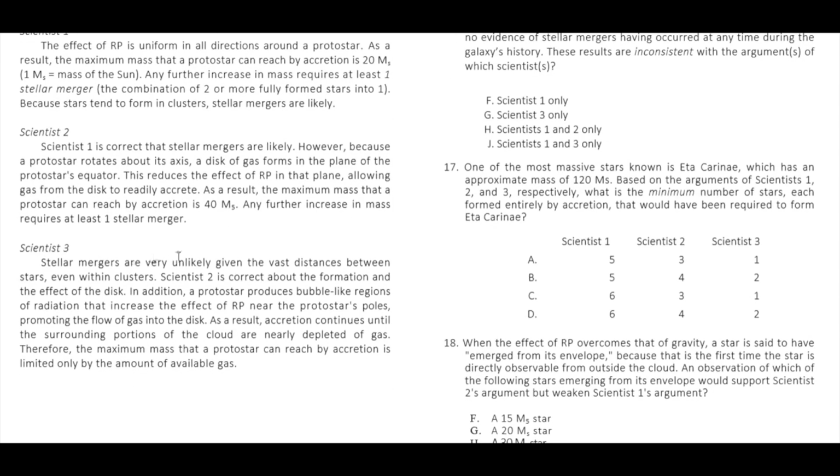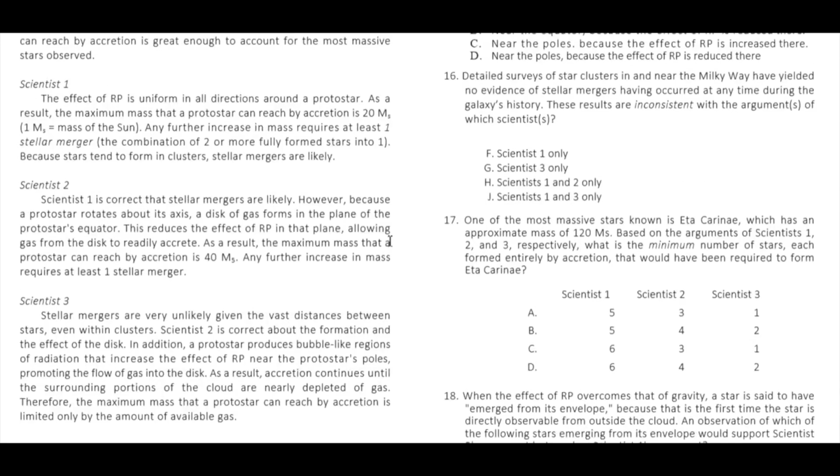Going on to 3, the first sentence says stellar mergers are very unlikely. Based on these three paragraphs, it looks like 1 and 2 think that stellar mergers are likely, and 3 thinks they are unlikely. Given that the sentence is asking, have they occurred, let's see what the options are here. F, Scientist 1 only, no, because 1 and 2 are on the same page.